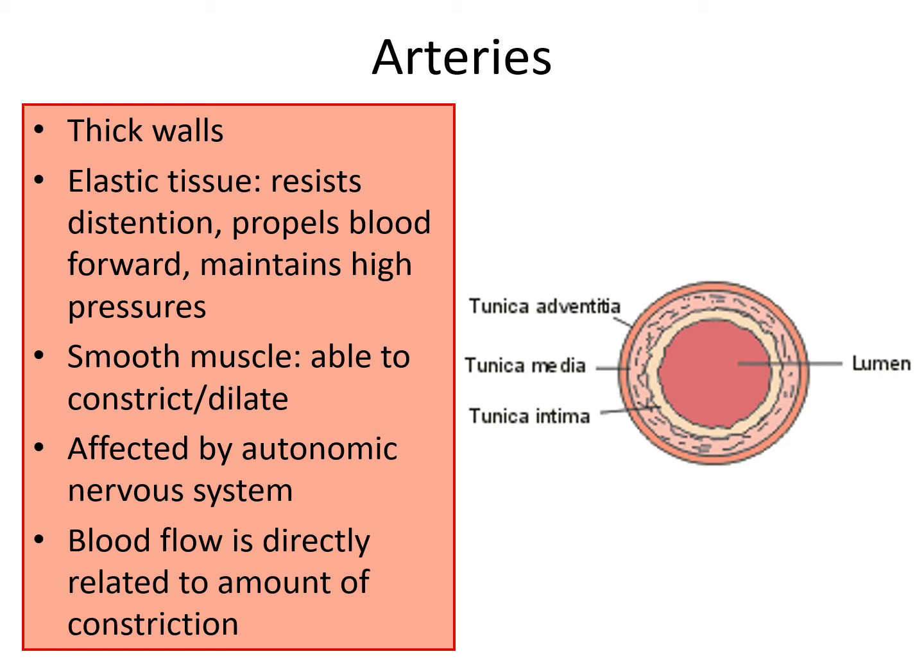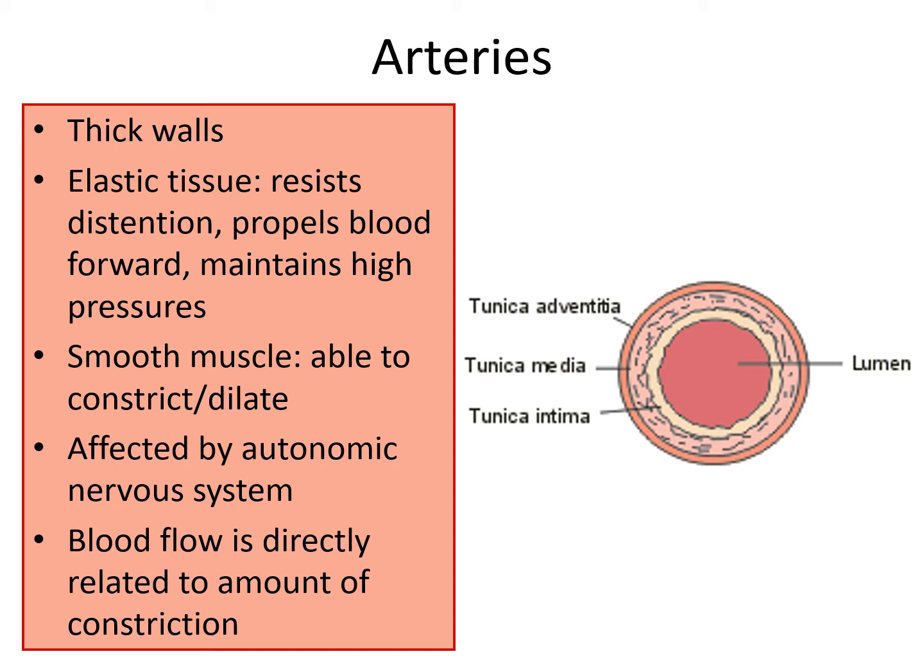The middle layer, called the tunica media, is mostly smooth muscle cells. The outer layer, the tunica externa, contains supportive collagen fibers. Now, those elastic tissues resist distension and propel the blood forward and maintain the high pressures that we see in the arterial system. The smooth muscle is able to constrict and dilate, and that is affected by the autonomic nervous system.